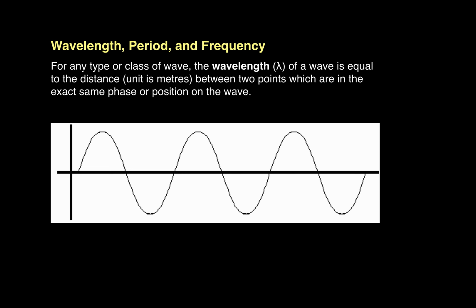Wavelength, period, and frequency. For any type or class of wave, the wavelength, which is symbolized by the Greek letter lambda, which sort of looks like an upside-down pitchfork, is equal to the distance, measured in meters, between two points which are in the exact same phase or position on the wave. So if you can find two points where the wave repeats itself, the distance between those two points is the wavelength. I've drawn some examples of how to measure wavelength on the wave in the diagram. The maximum positive amplitude of the wave is called a peak. The maximum negative amplitude of the wave is called a trough.